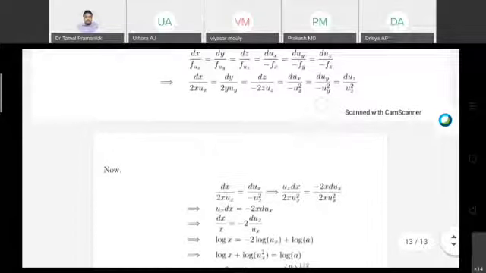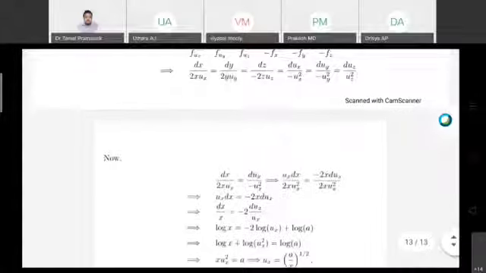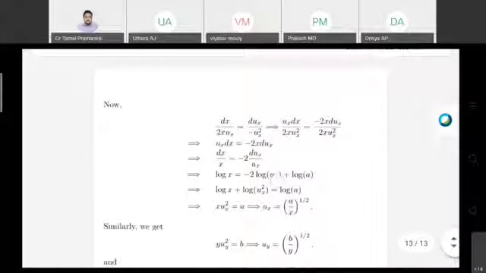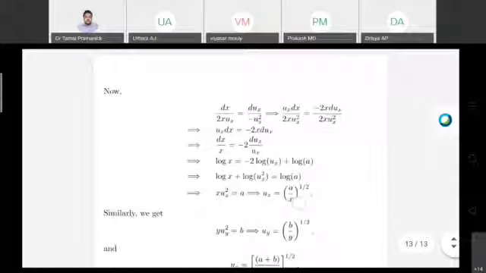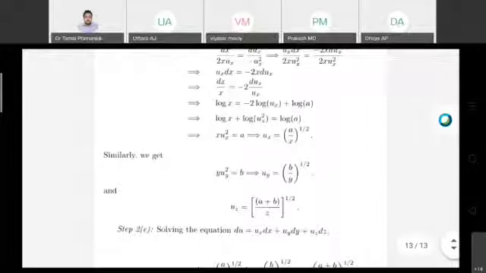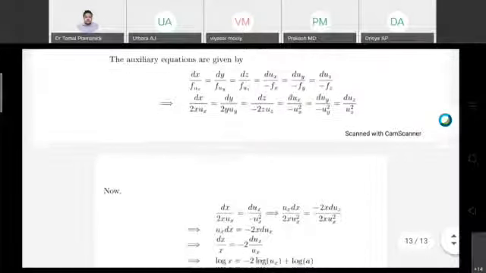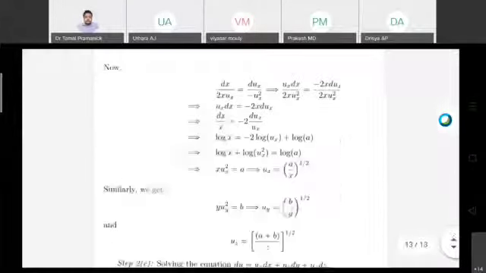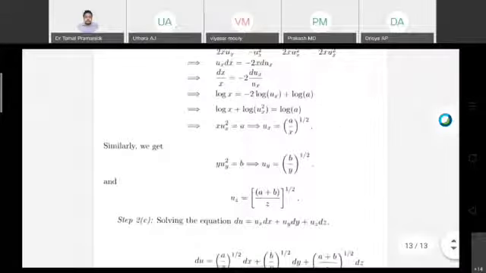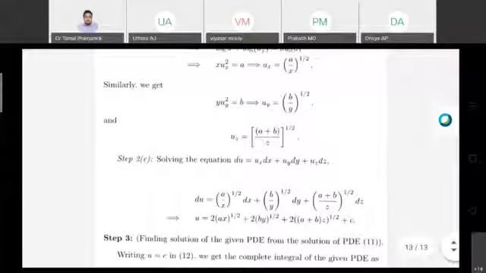If you compare the first and fourth terms and calculate, you will get ux equal to a by x, whole to the power half. Similarly, these equations look alike, so go the same way. Comparing the second and fifth terms, you will get uy equal to b by y, whole to the power half. Similarly, uz equal to a by z, whole to the power half.